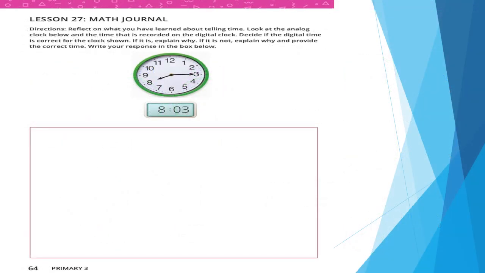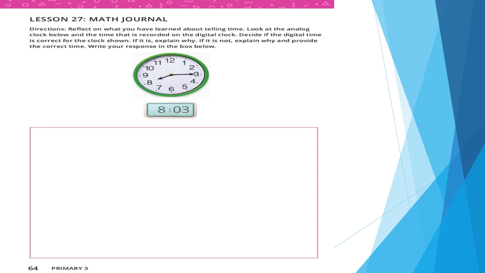In our math journal, here we have a clock, and our colleague read this like 8:3. Is it right? Let's look together. We have the short hand pointing to 8, so we will write in hours 8. But the long hand is pointing to 3. We will write 3 in minutes?